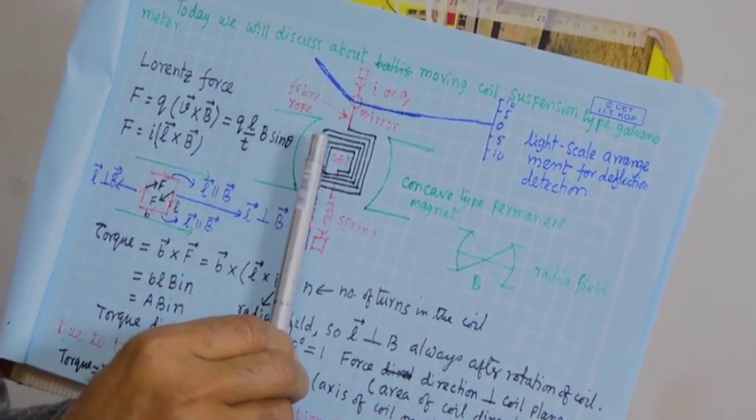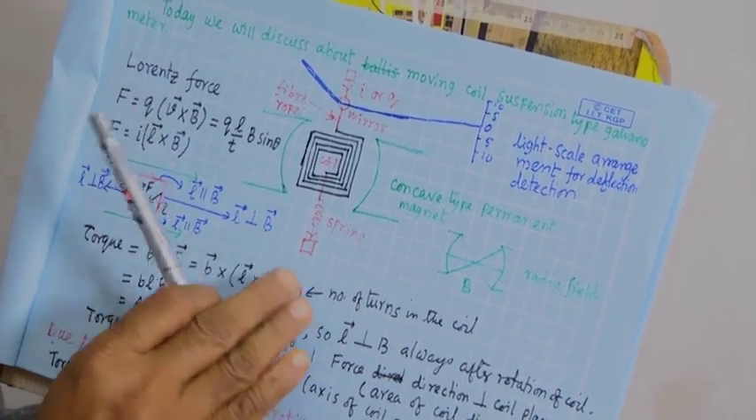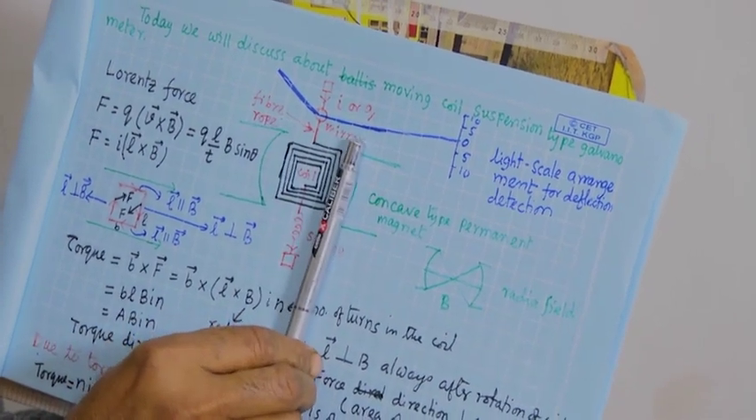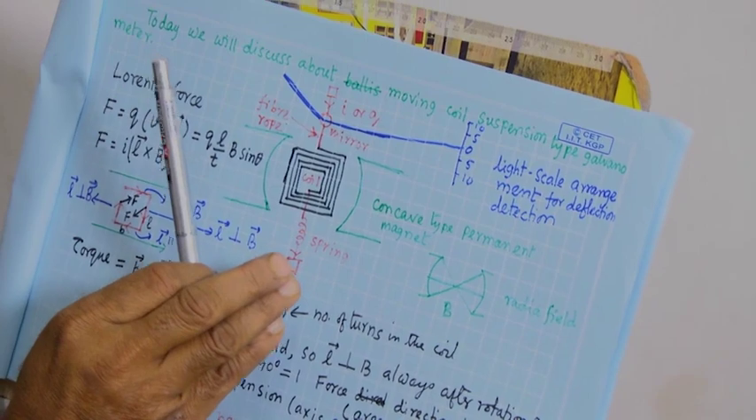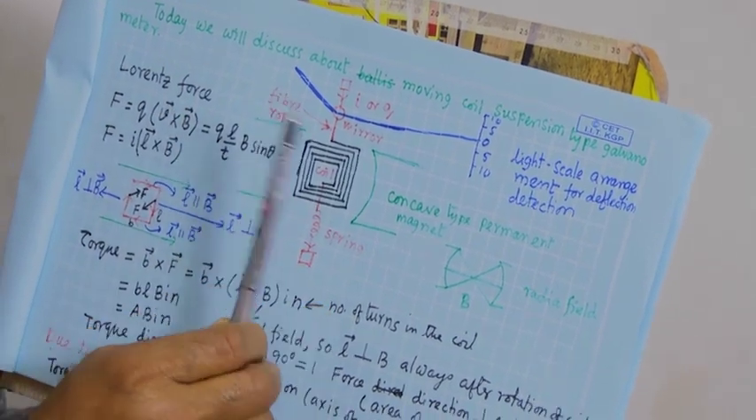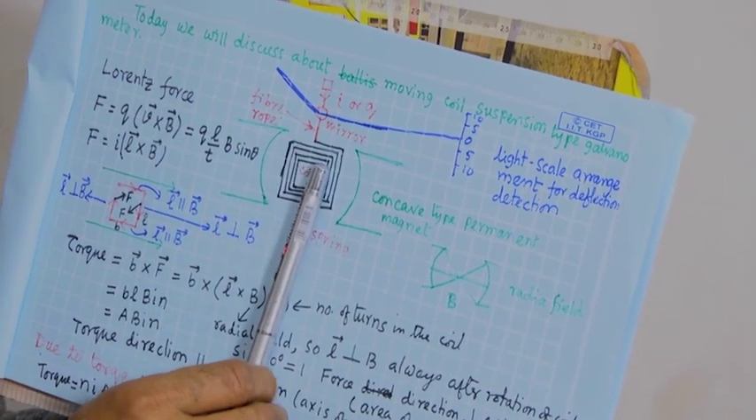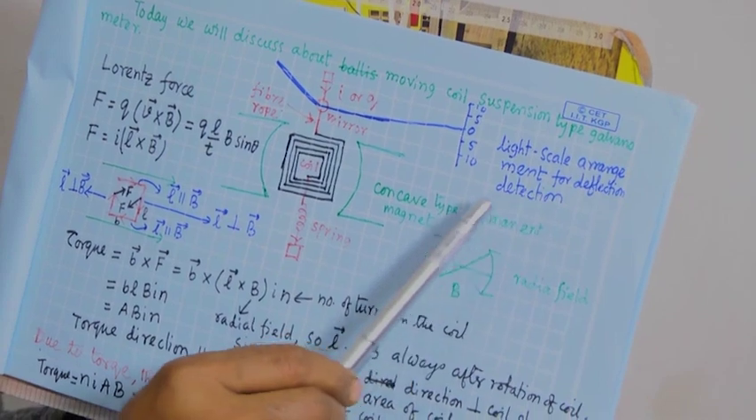When the coil moves, there is a deflection of the coil. There will be a change of angle of this coil due to this torque and this rotation. That rotation, that angle, we have to measure. For that, a light scale arrangement is used.